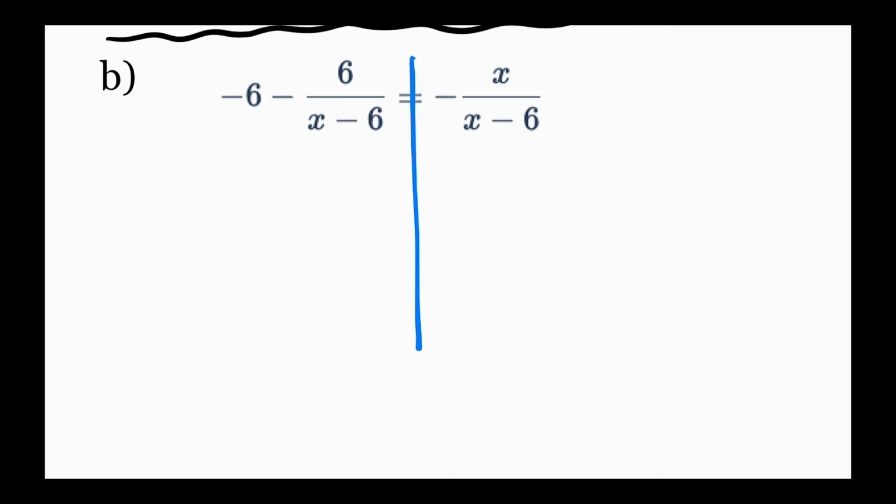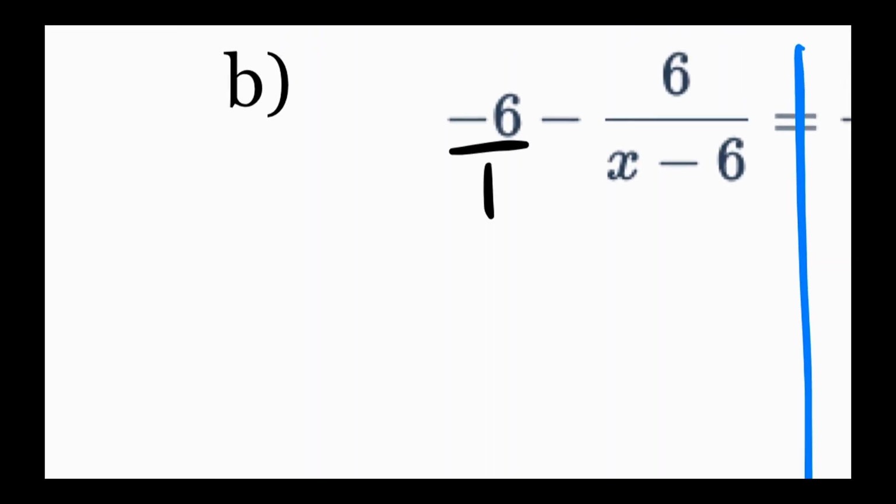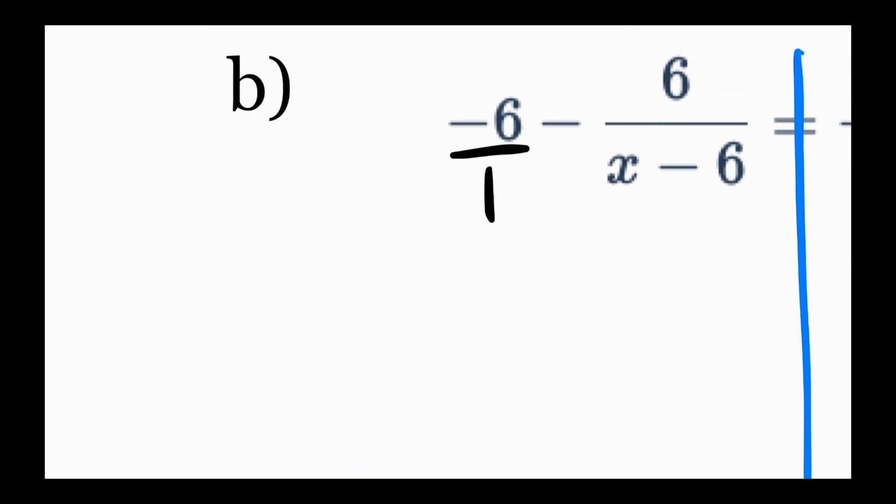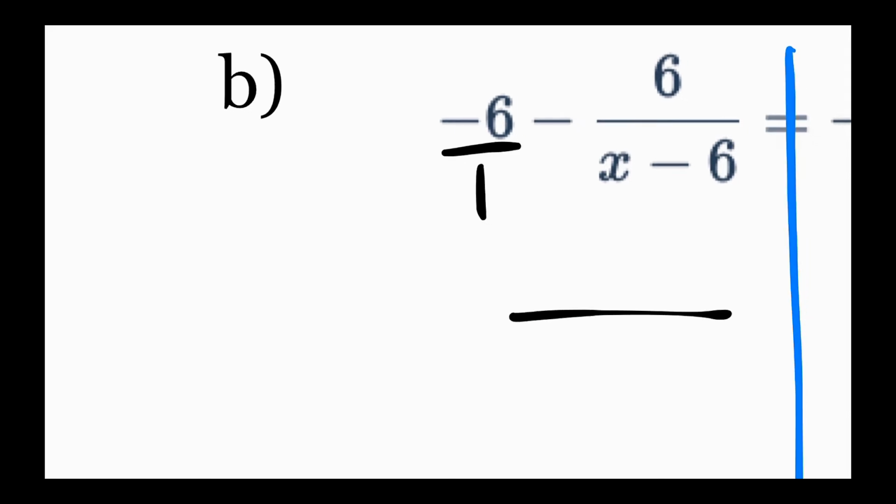One of them's not a fraction, so I can always do this to make it a fraction. So the first thing I want to do is get these two together. I want to subtract these two, -6 minus 6 over x minus 1. I want to have one fraction with a common denominator. So I have x minus 6 and I have positive 1. What's the common denominator with x minus 6 and 1?